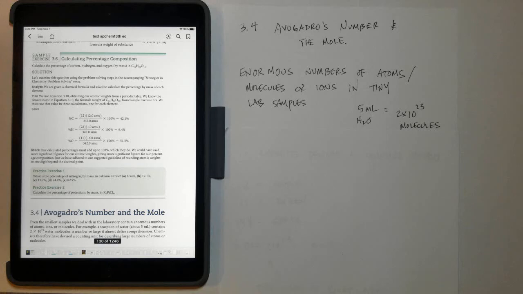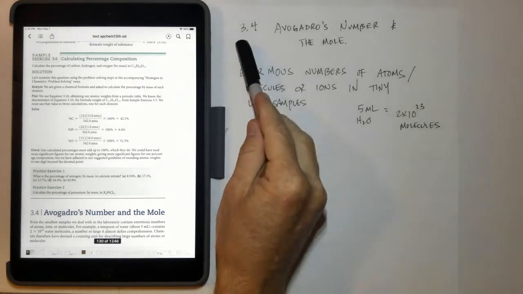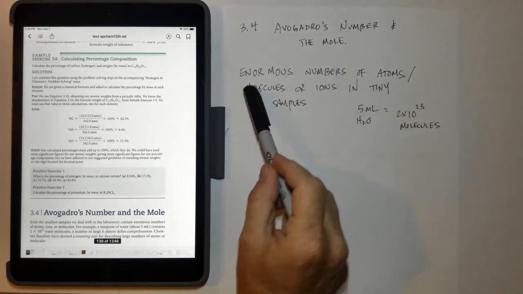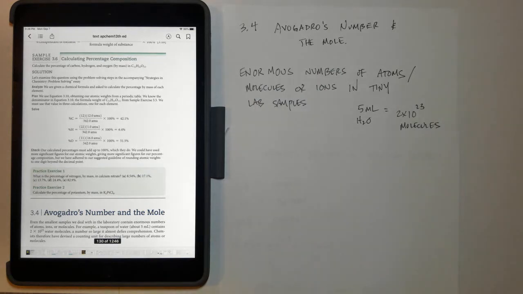So in section 3.4, make sure you have your notebook, pencil, periodic table, and calculator out. We're going to actually do some calculating during this one, even more during the next video. This one is called Avogadro's number and the mole. Write down the title, put it in your table of contents, and you can start writing down the notes right here.